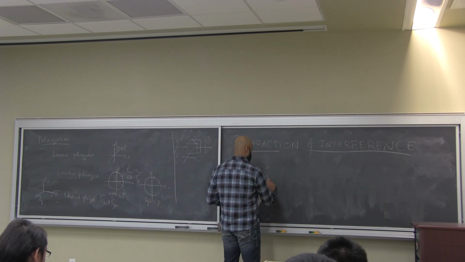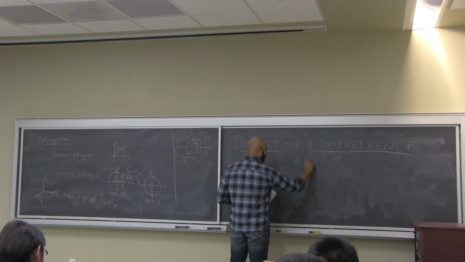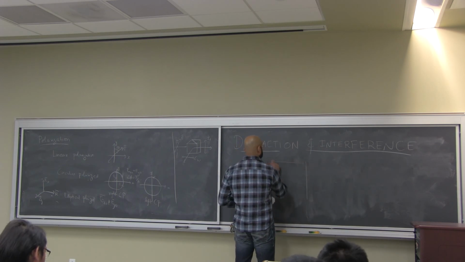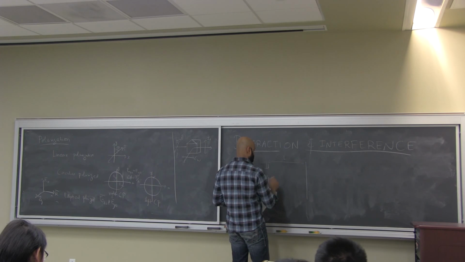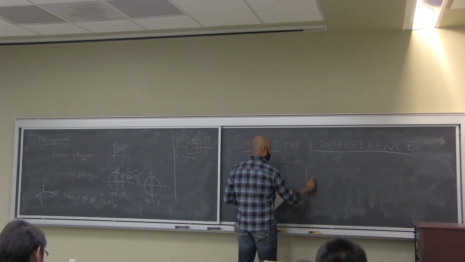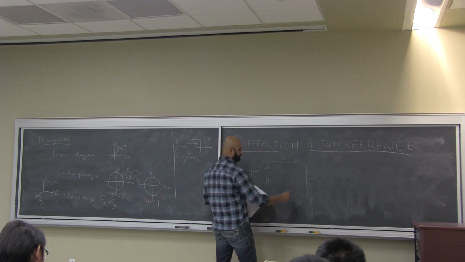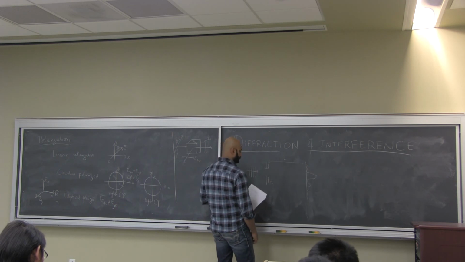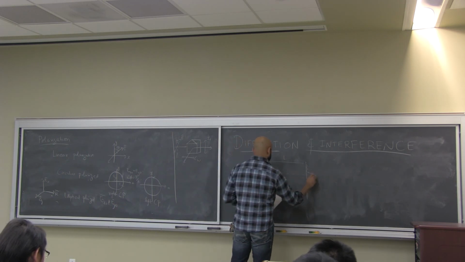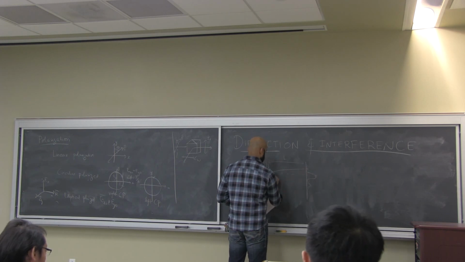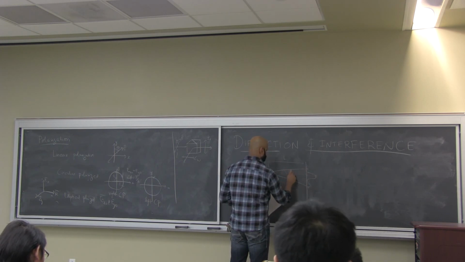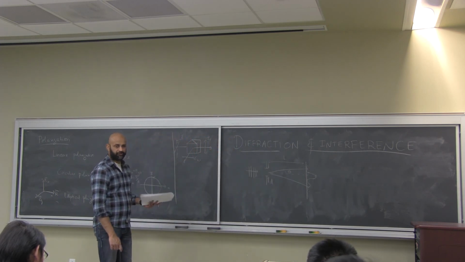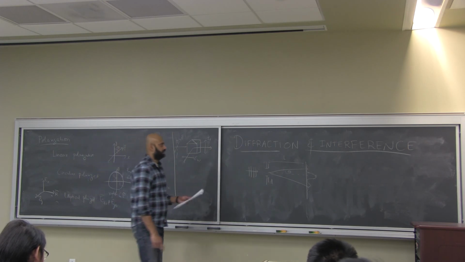Let the width of the slit be d, and then we observe far out on some screen, a distance L away from the slit, some kind of interference pattern. So if you look at what's happening to the intensity pattern or the electric field at the screen, we can identify two limits.